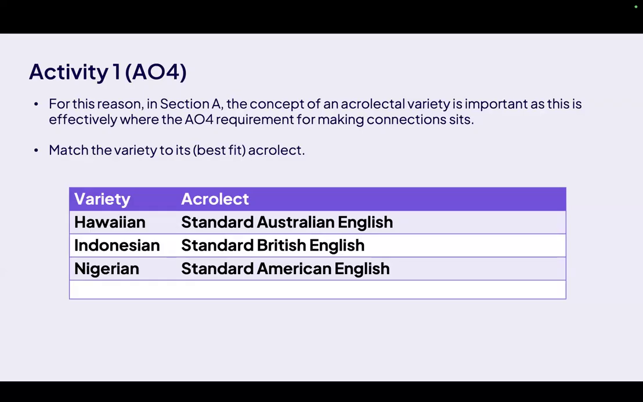Standard American. Yeah, I agree. Thank you. We've got Vuli there, Hawaiian, Standard American due to its proximity, due to geography, Jessica says as well. Indonesia, we have standard. Which one have you got? You've got AE. Which one do you mean? Indonesian is standard. I got SAE, Nigerian SAE. Thank you, Jessica. Nigerian is standard British due to colonialism.